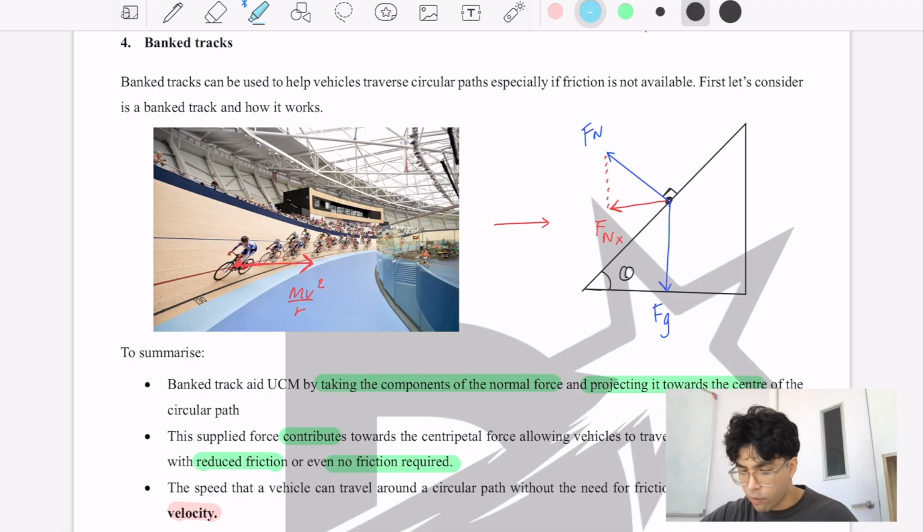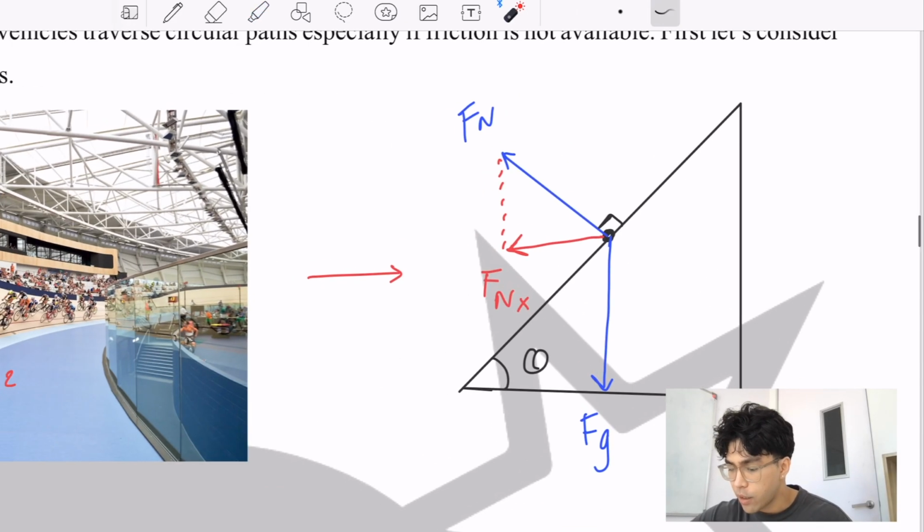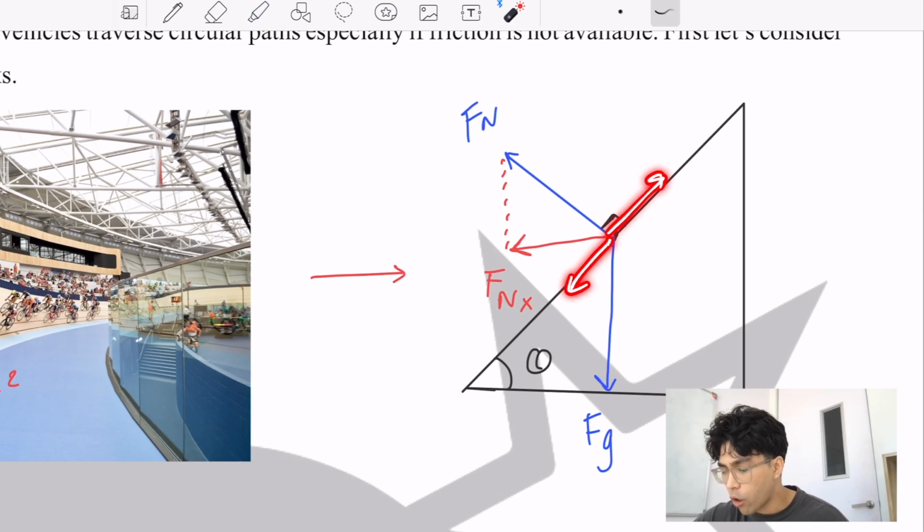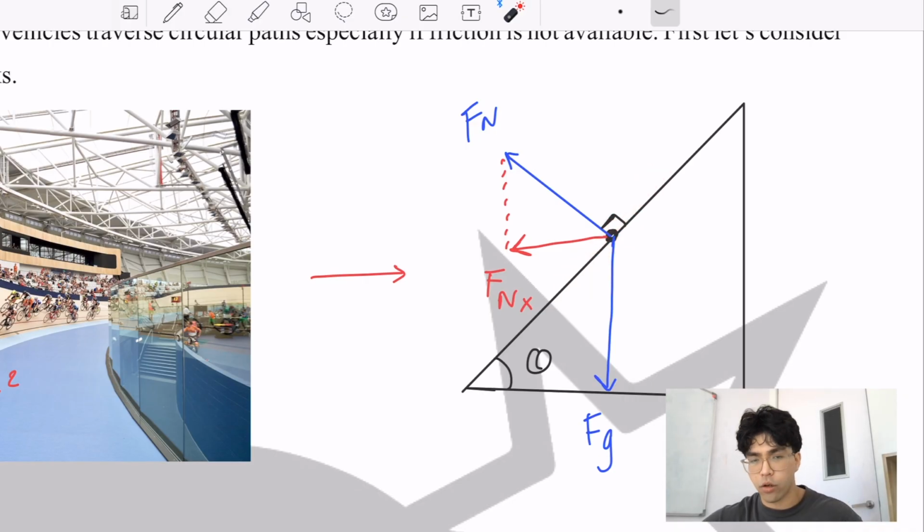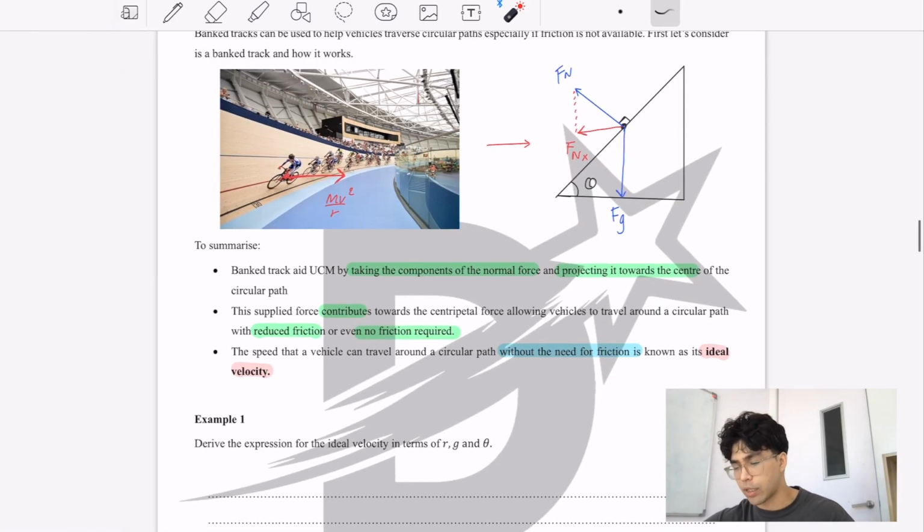The ideal speed, remember, means that we don't need friction. So in other words, when you're looking at the forces, there are going to be no frictional forces required. So the speed that you can travel at without friction is known as the ideal speed. Let's go ahead and calculate that together.